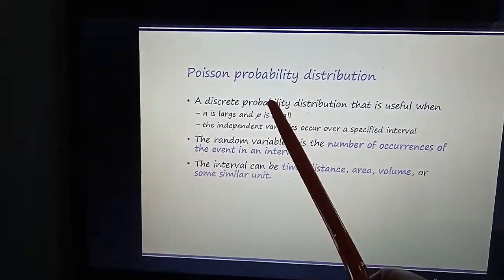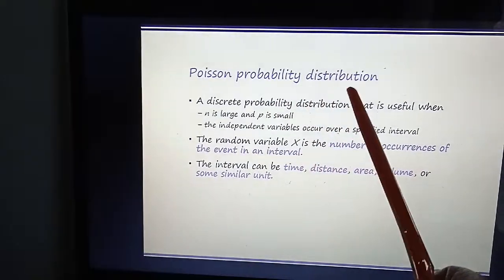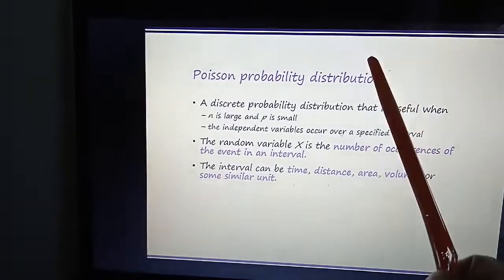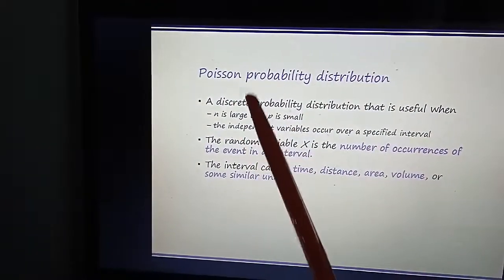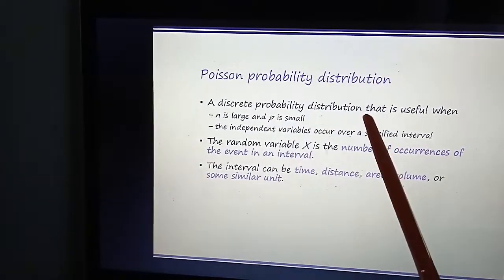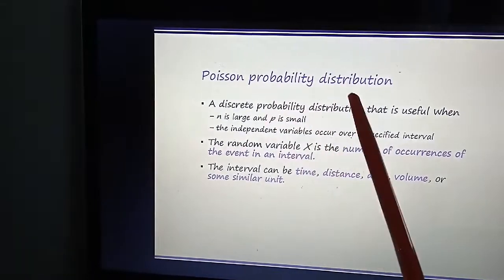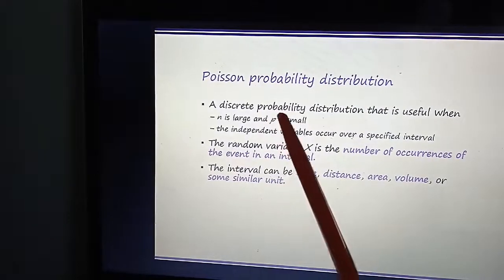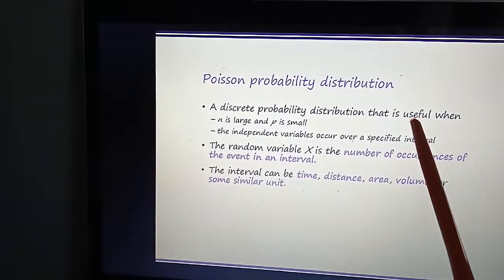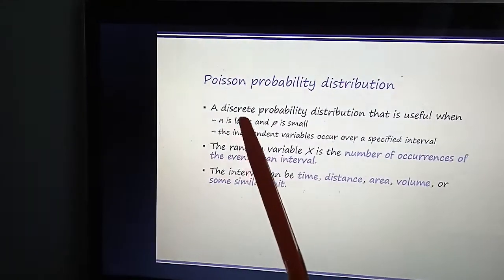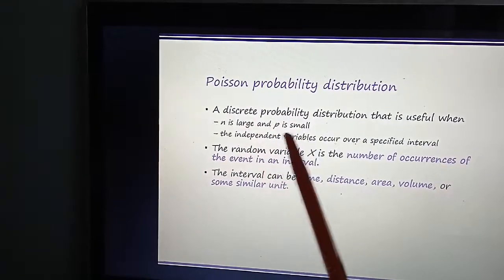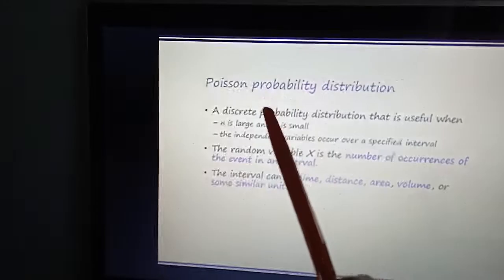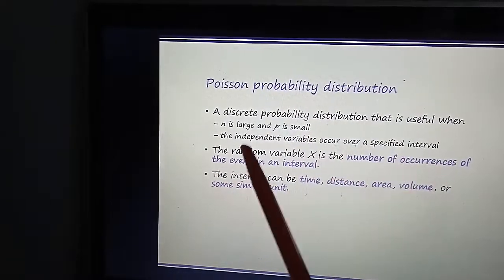Okay, next is Poisson probability distribution. Earlier we have learned about binomial probability distribution. Now Poisson probability distribution. The Poisson probability distribution is a discrete probability distribution useful when n is large and p is small. So these are the features for using Poisson probability distribution.